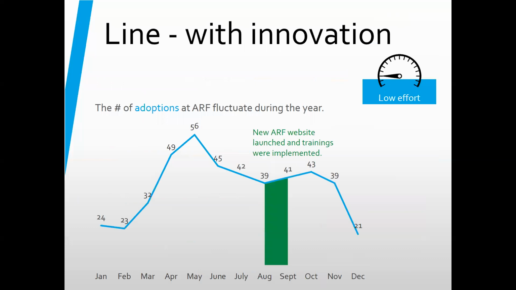So this next one is a really simple line graph. It represents the number of adoptions at ARF per month over the year. This line graph is very appropriate because we're comparing the same data point at different time points, here, monthly data that we have. The innovation here is that we've added a green bar to show visually the months that our interventions, the website and trainings, were put into place. That was in August. It draws the reader to look at the trend in the number of adoptions before and after that date.